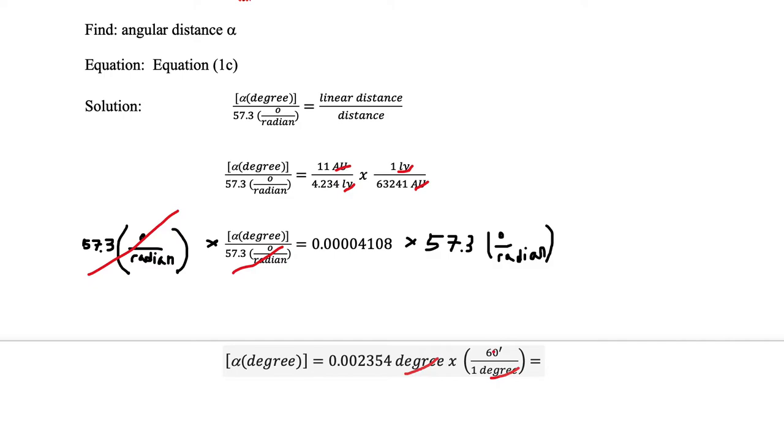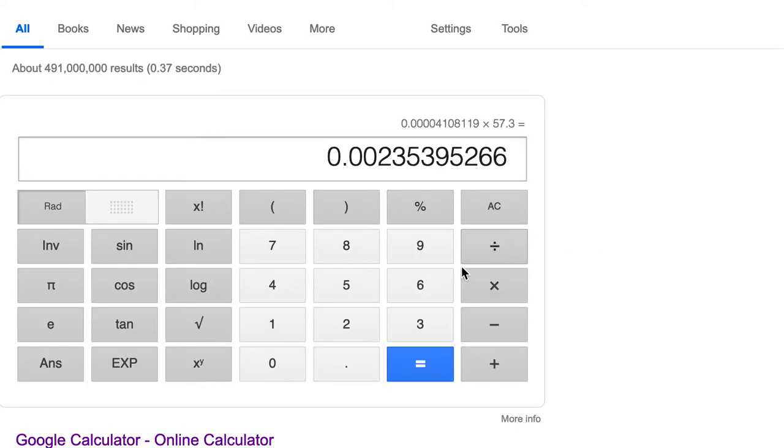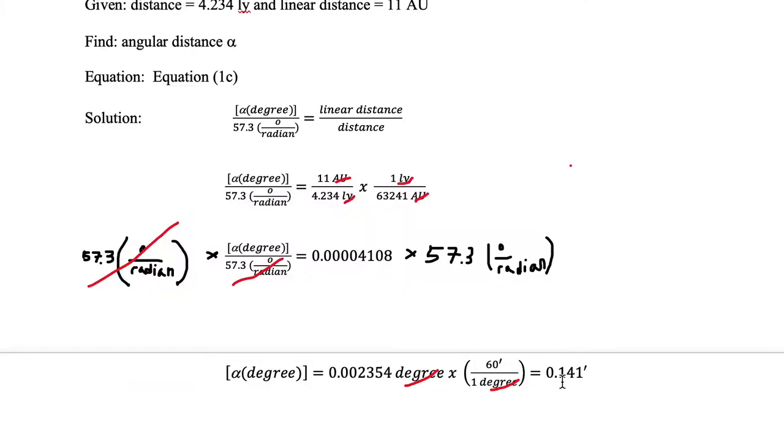So let's go ahead and multiply our answer by 60 on the Google calculator. So now we multiply by 60, hit equal, and now we have an answer of 0.141. And notice that 23 is less than 50, so let's leave it as 0.141. So our answer is 0.141 arc minutes. The degrees cancel out, and we're left with the little arc minute symbol. So our answer is 0.141 arc minutes.